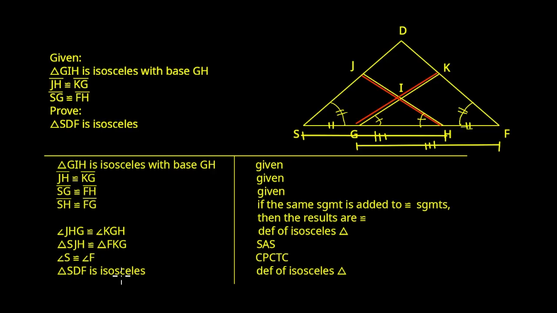Then triangle SDF is isosceles, definition of isosceles triangle. If a triangle has two congruent base angles, which we do here, it is isosceles.